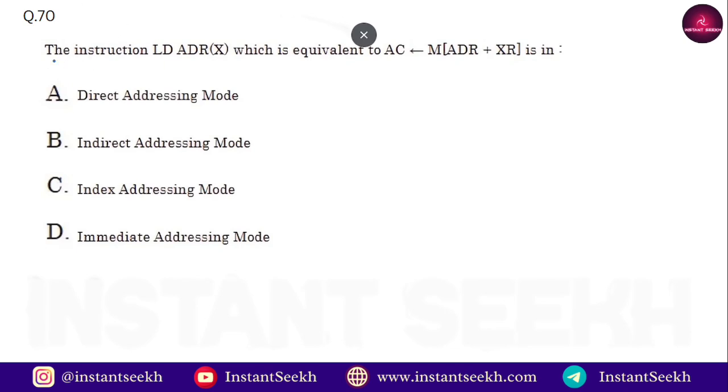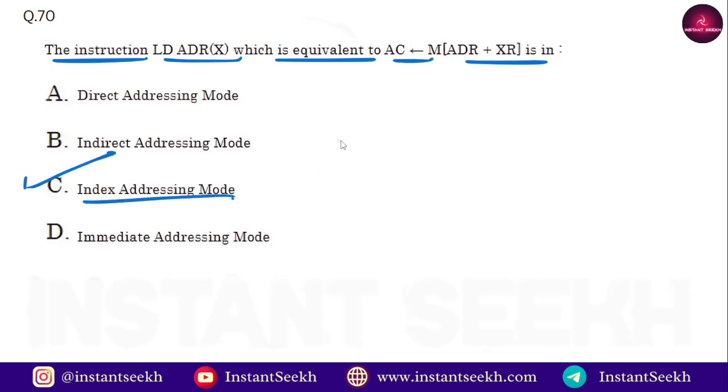The instruction LDA DR X, which is equivalent to AC ← M[ADR + XR], is in which addressing mode form? Okay, the instruction which is equivalent to this one is using index addressing mode. That is your option number C.